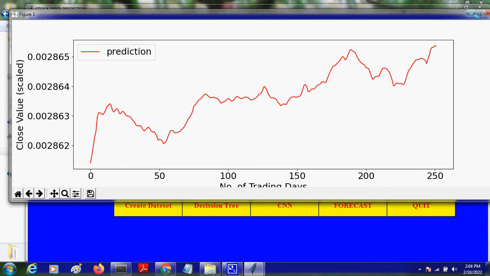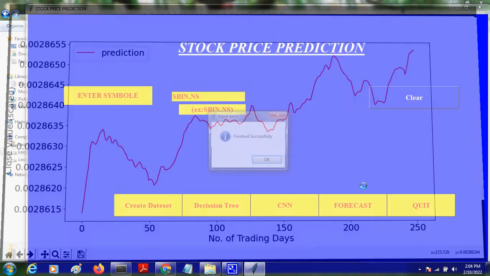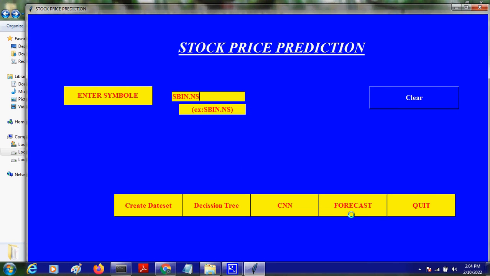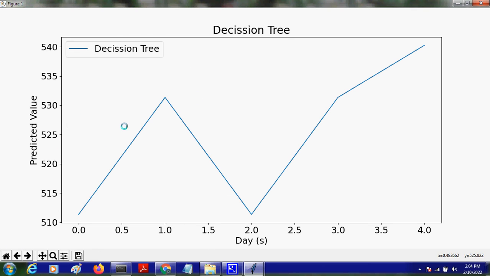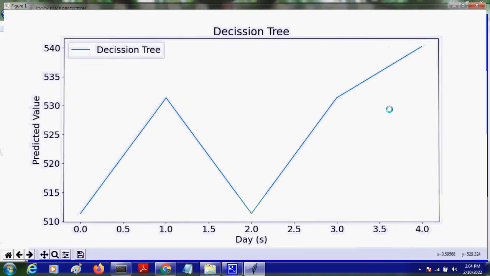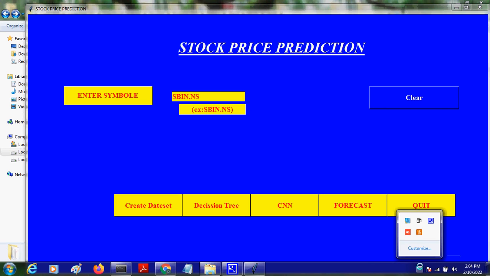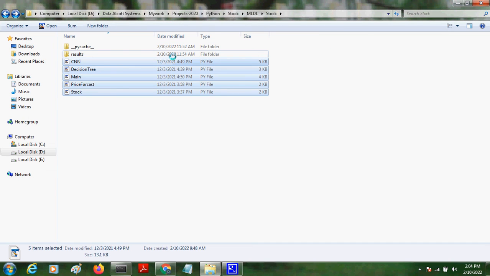So this is the prediction value by the CNN algorithm for the specified days, 250 days. Now we are able to forecast the price of the stock for the next 5 days using the decision tree algorithm. Thank you. All the results are saved in the results folder.